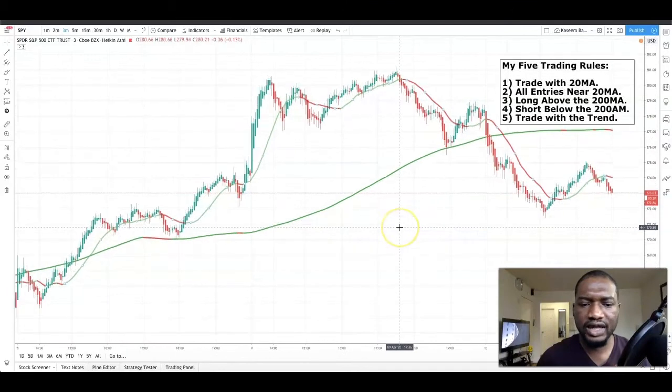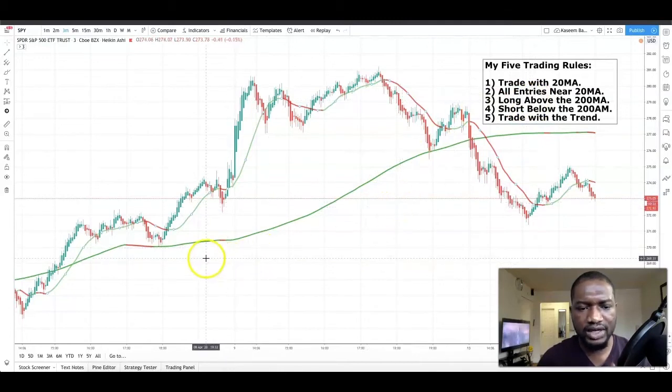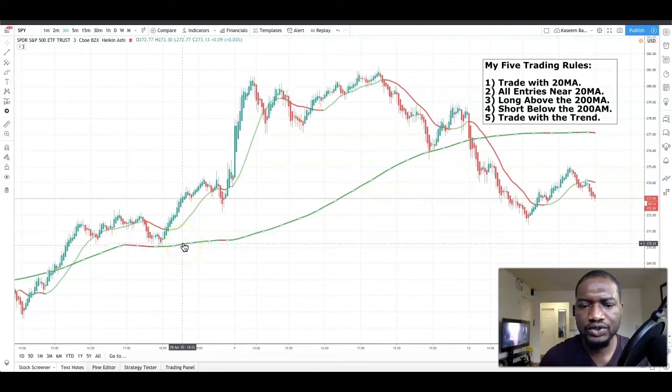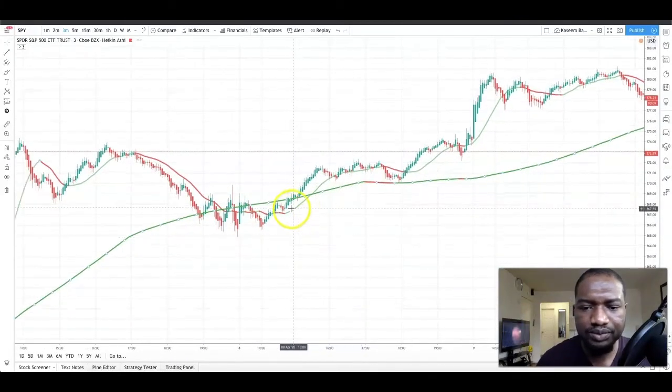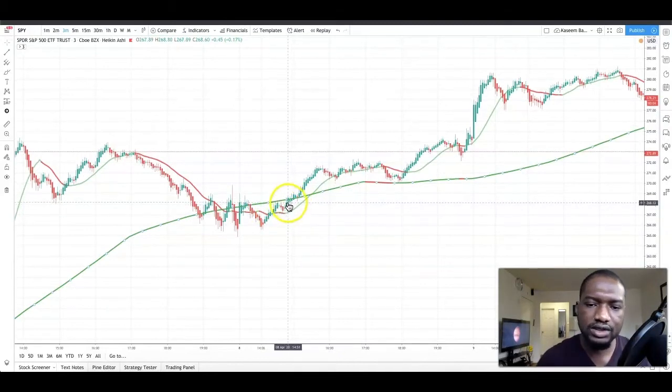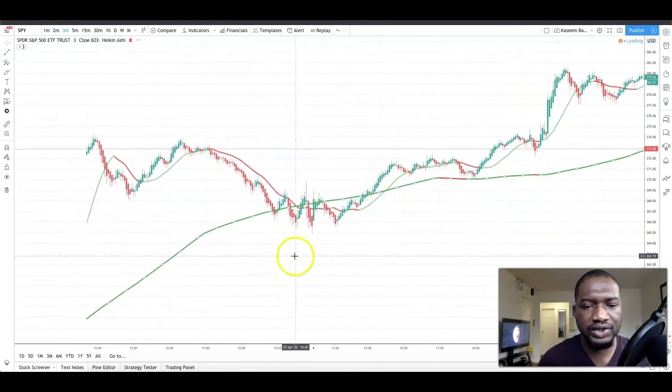So if we're looking at a long position, which is right here, first of all, the price has to be above the 200. Sometimes not really, but it has to be above the 200 most of the time. Like for example, right here it's still below, but you know that okay, the 200 is still turning green, so you can take that trade.